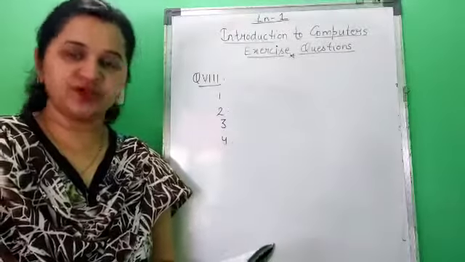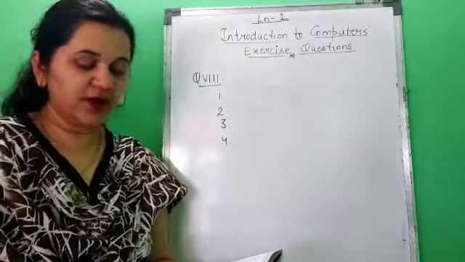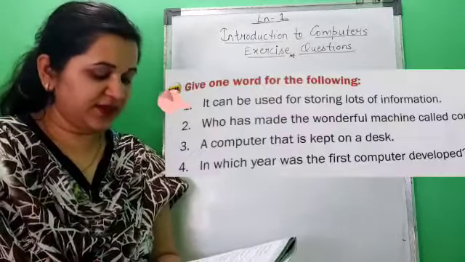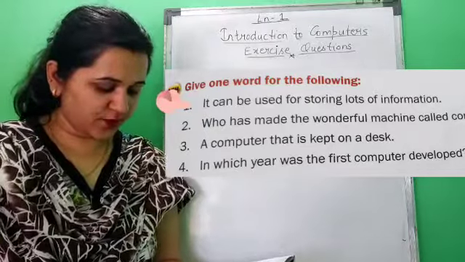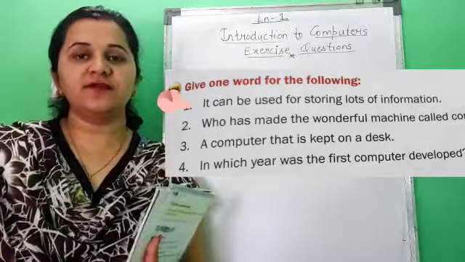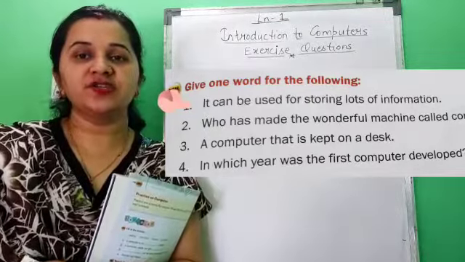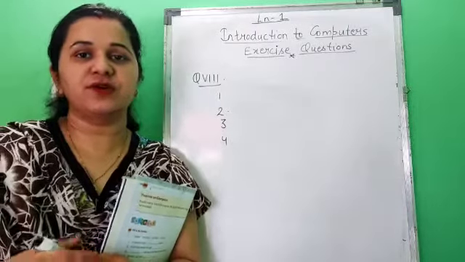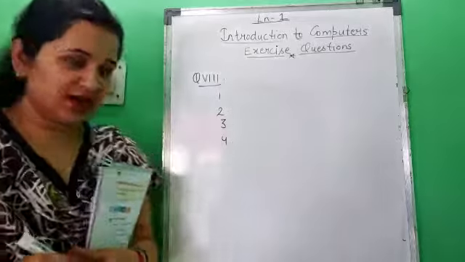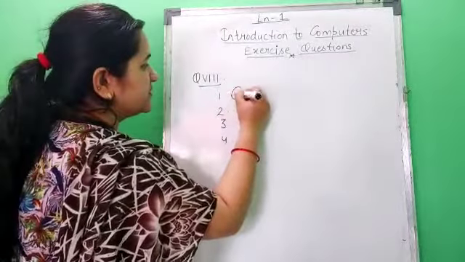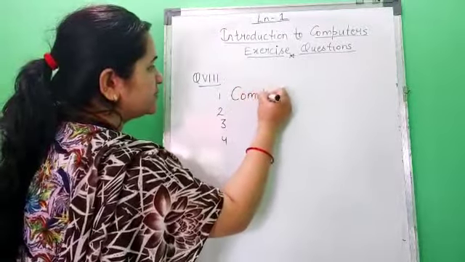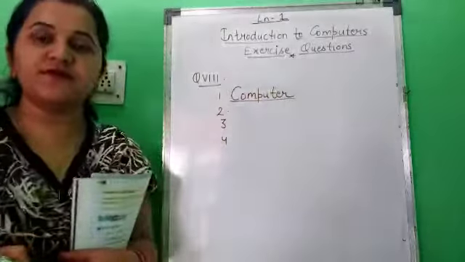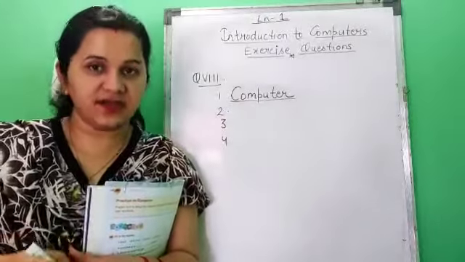Now children, come to question number 8. Give one word for the following. First one is: it can be used for storing lots of information. Children, which machine is required for storing a lot of information? Which machine can store information and data? Yes, children, a computer. So write down computer. A computer can store a lot of information and data on it.